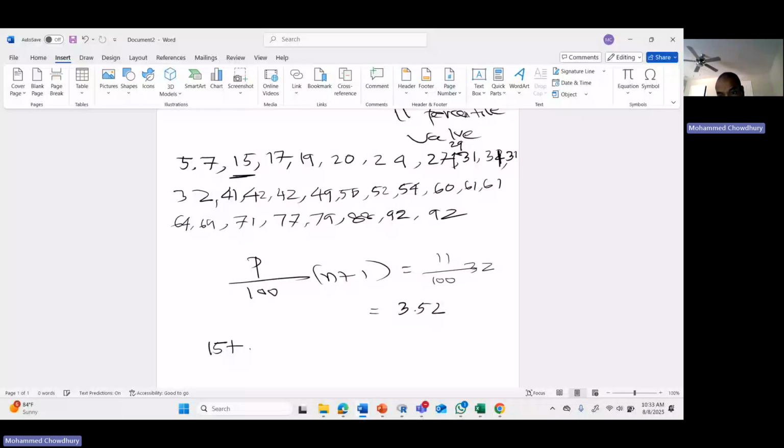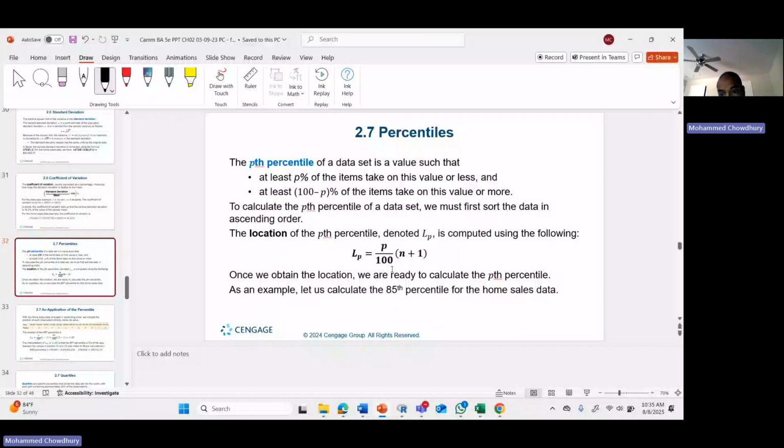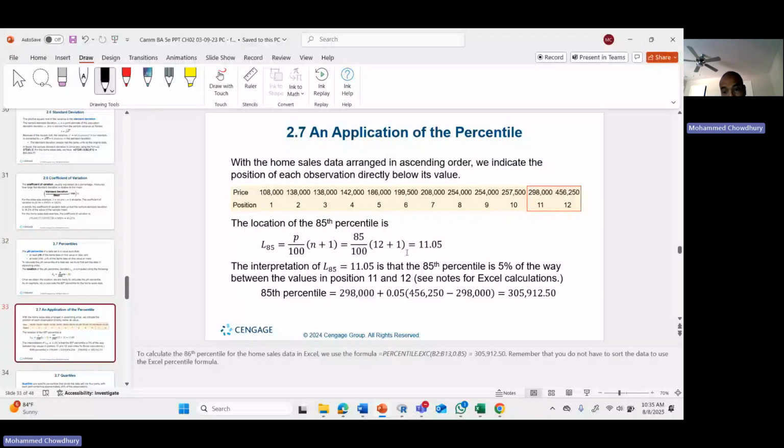For example, in this data, if we want to find the 85th percentile value, we put 85 divided by 100, and there are 12 observations, 12 plus 1 equals 13. I got the 11th position, which I took in here. The decimal fraction is multiplied by the difference between the next value and the value we are looking at. So this is the 85th percentile value.